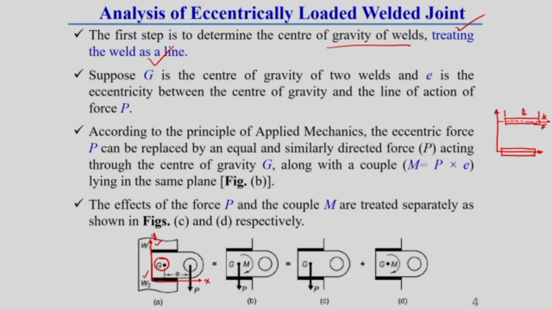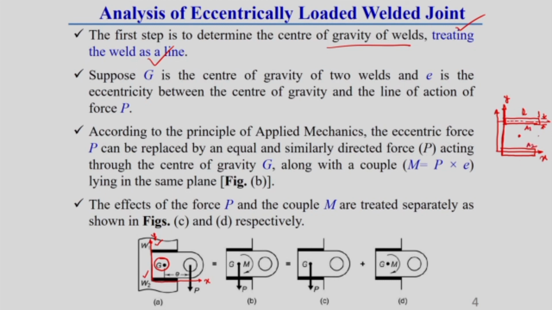So, this is our y axis and this is our x axis. With this y axis we can easily find out the CG. To find out the CG we generally use the principle of first moment of area. What is the principle of first moment of area? This weld area is A1, and this weld area is A2.